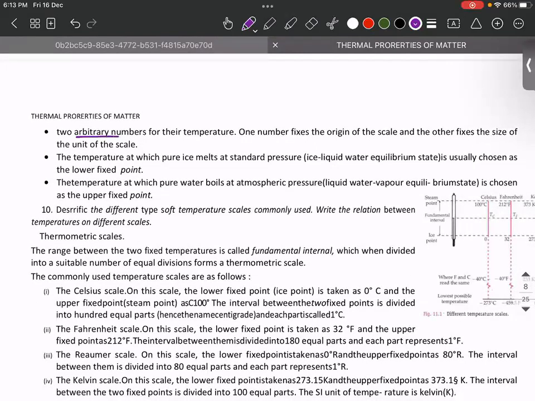So the two arbitrary numbers are in such a way that one number fixes the origin of the scale. Origin in the sense, what is the lowermost temperature that is possible for that thermometer to measure. And the other fixes the size of the unit scale. So what the meaning of this is, observe.